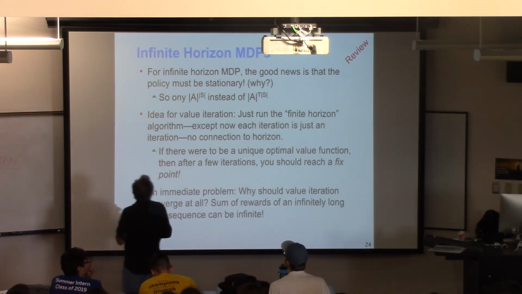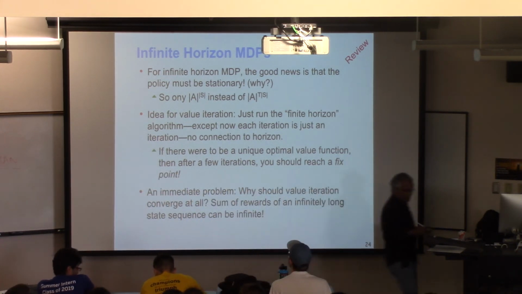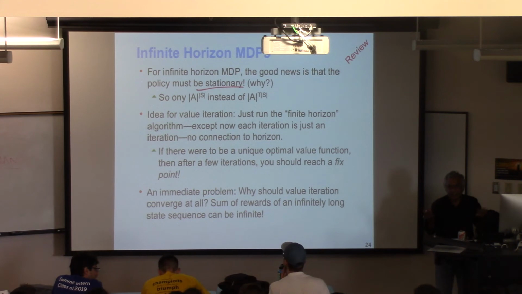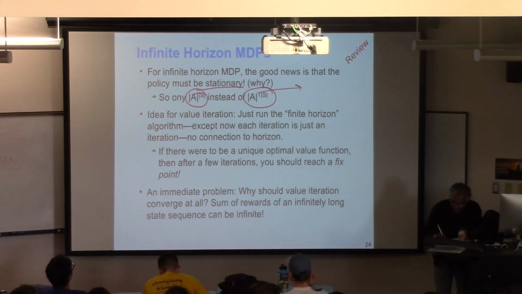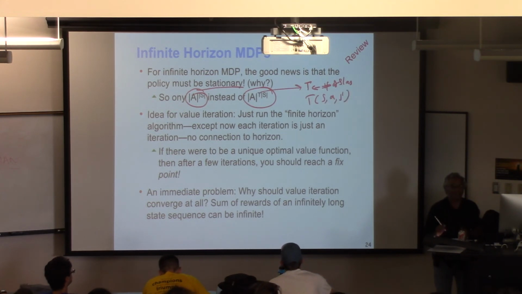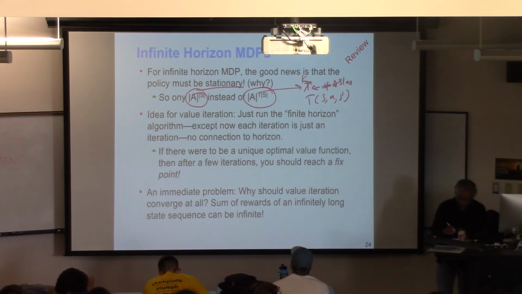Okay. So, for the infinite horizon MDP, the good news is that the policy must be stationary. You agree, right? It just cannot be non-stationary. Which means there are only A to the power S policies instead of A to the power k times S or T times S policies. By the way, just so you won't get confused, in all the slides, T is used both to say the number of stages and also T of s, a, s dash, the transition function. So that's why when I'm saying it, I'm trying to call this k. Anyway, that's just a minor thing.